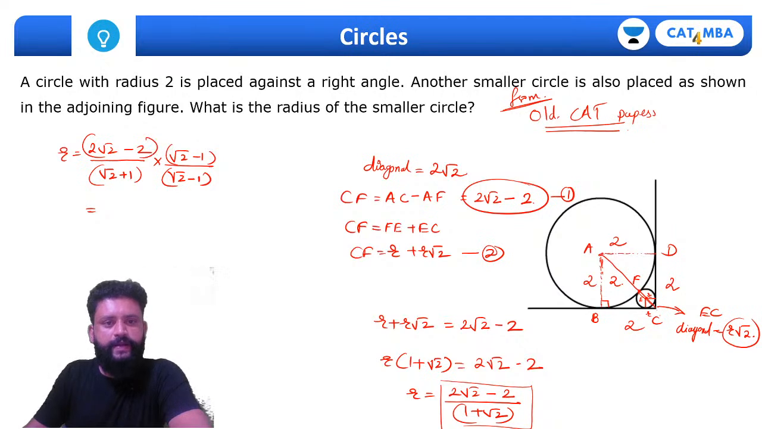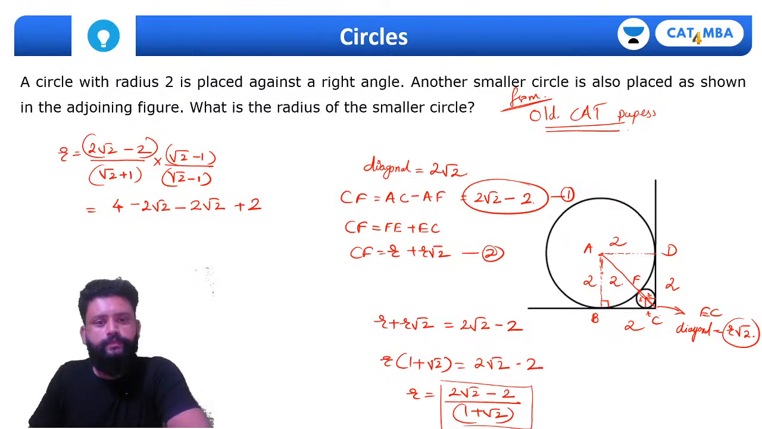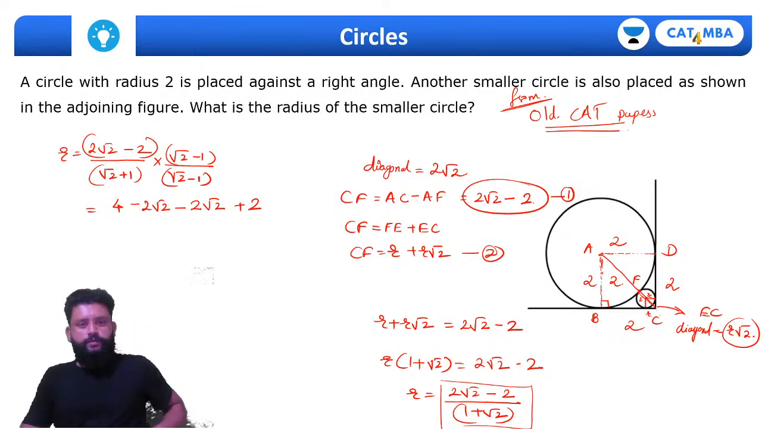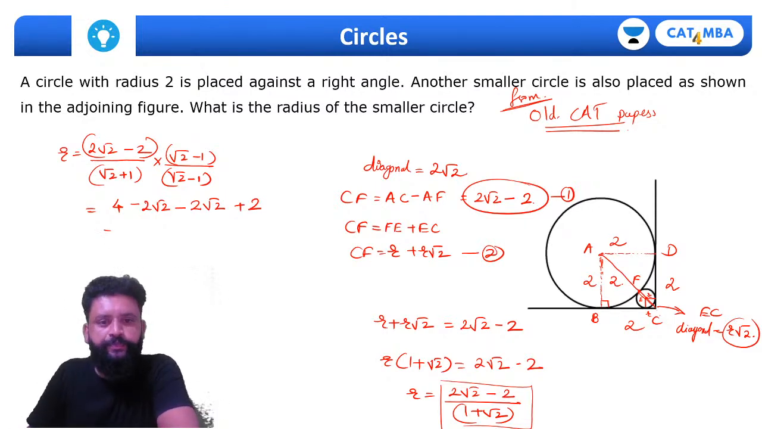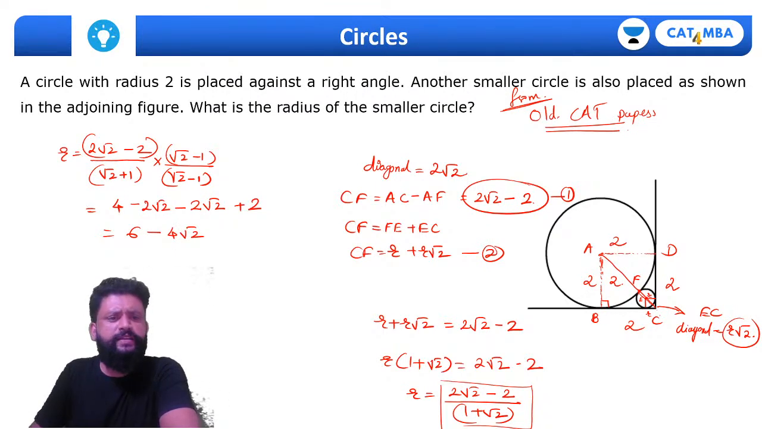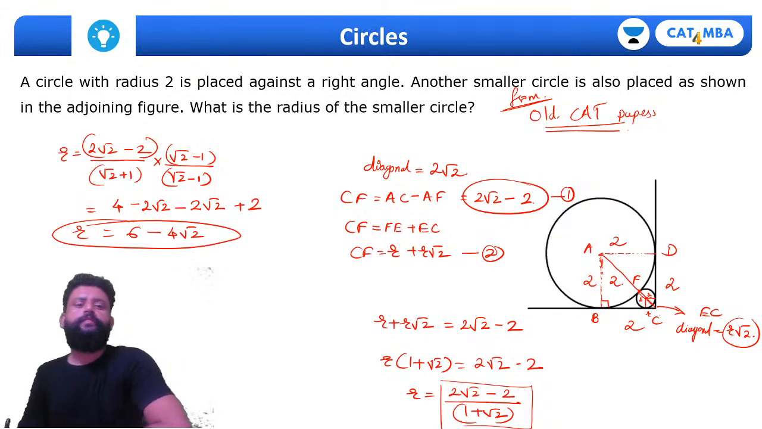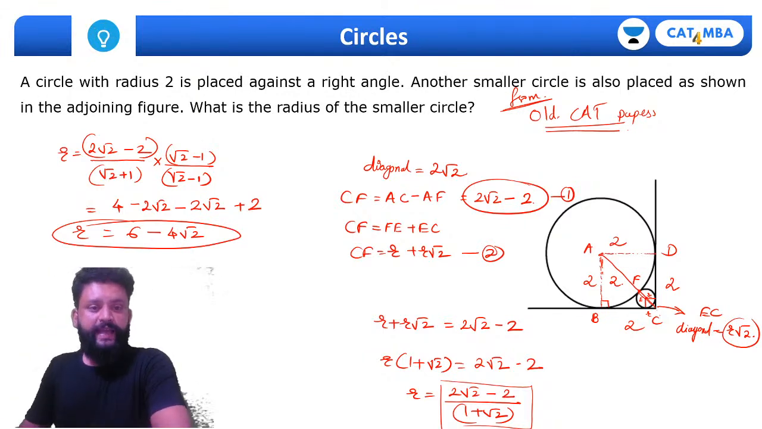these two brackets, if you multiply √2 into 2√2, will be 2 into 2, 4, minus 2√2, and then minus 2√2, and then plus 2. Right, that's right. So it has to be 6 minus 4√2. That could be in the answer option. Quite tough to guess from the answer option.